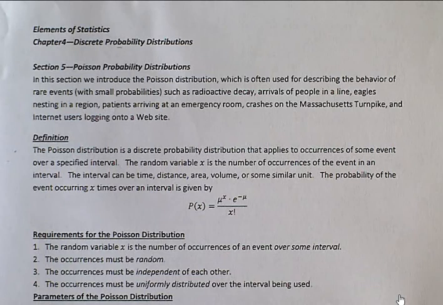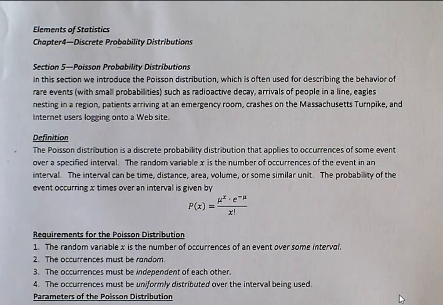Again, they're going to talk about death rates. I mean, some different kind of scenarios than maybe what we're used to. Okay, now the number of occurrences of an event over some specific interval, and the intervals can be time, distance, area, volume, or some similar unit. Most of the ones that we're going to talk about here are just going to be on time.